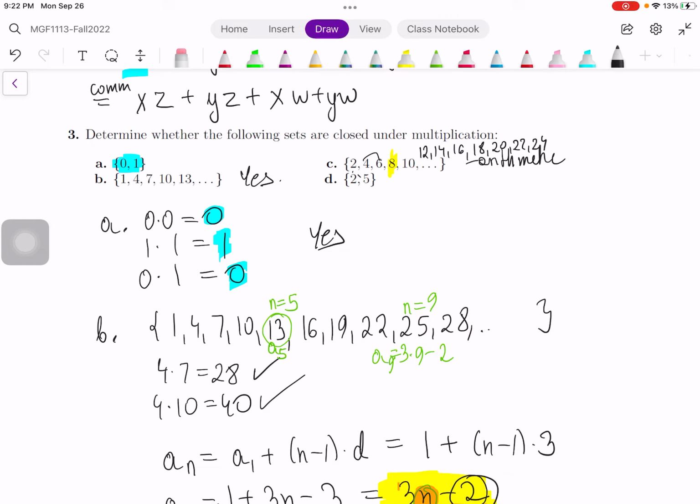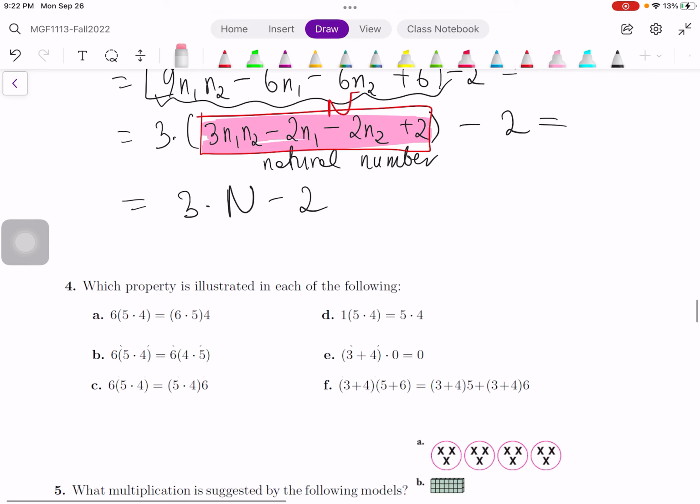A different way to look at this, which is maybe even easier: 2, 4, 6, 8, 10, what do they represent? Even numbers. And when you multiply two even numbers, the result is an even number as well. Say 2 times 10 is 20, 4 times 8 is 32. The product of two even numbers is an even number. So yes, it's closed with respect to multiplication. And how about C?